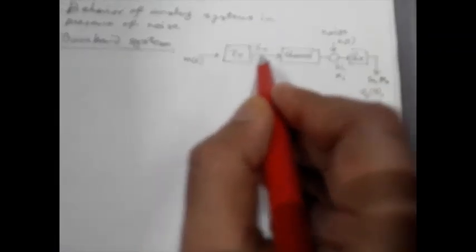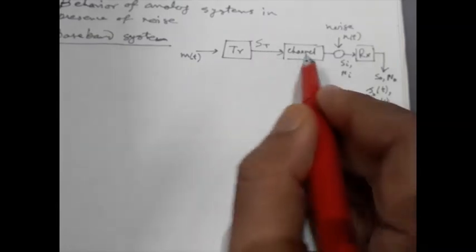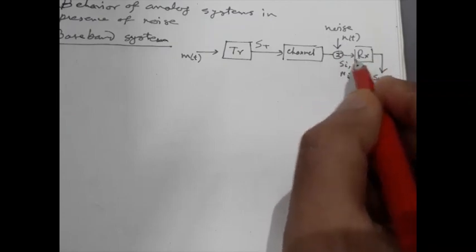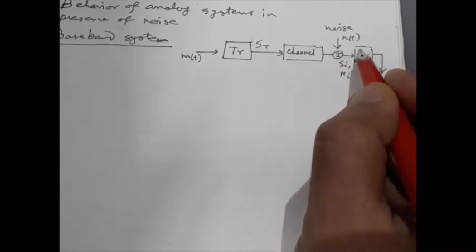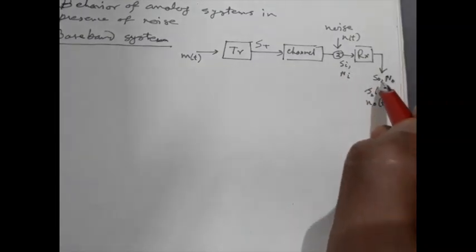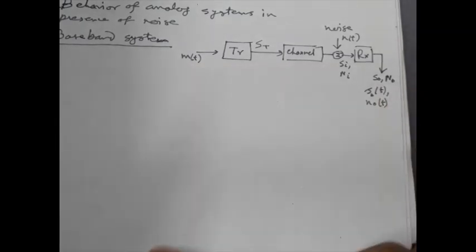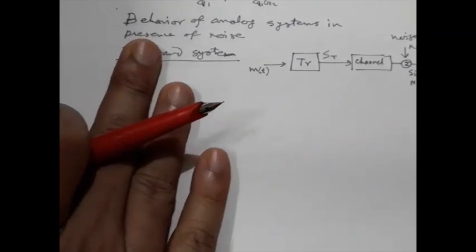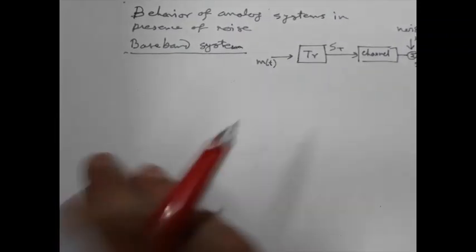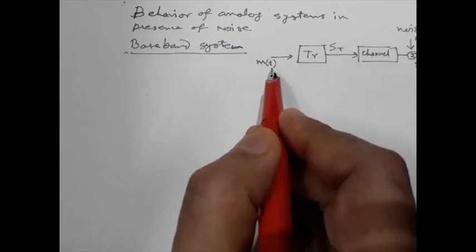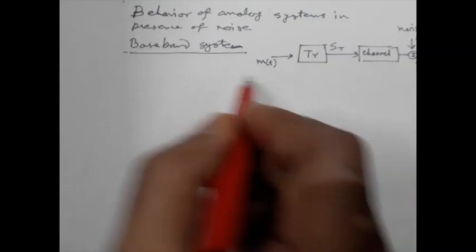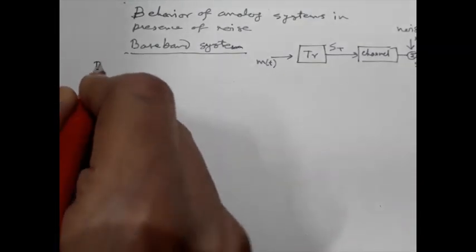This one is the transmitter. Transmitted signal is ST. Then channel. Then we have in the channel some noise is added, and finally we have the receiver. Input to the receiver is SI and NI, signal part and noise part. And the output is S0 and N0, signal part and noise part. MT is the baseband signal, which is zero mean wide sense stationary random process, and it is band limited to B Hz.